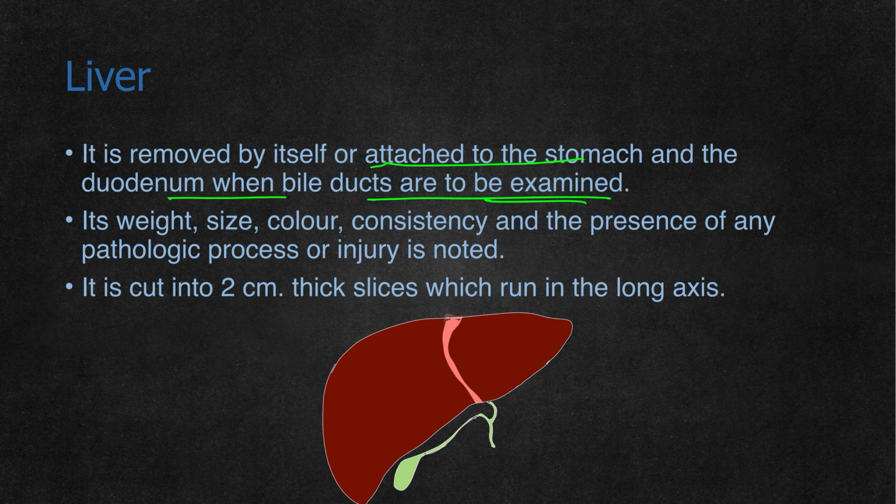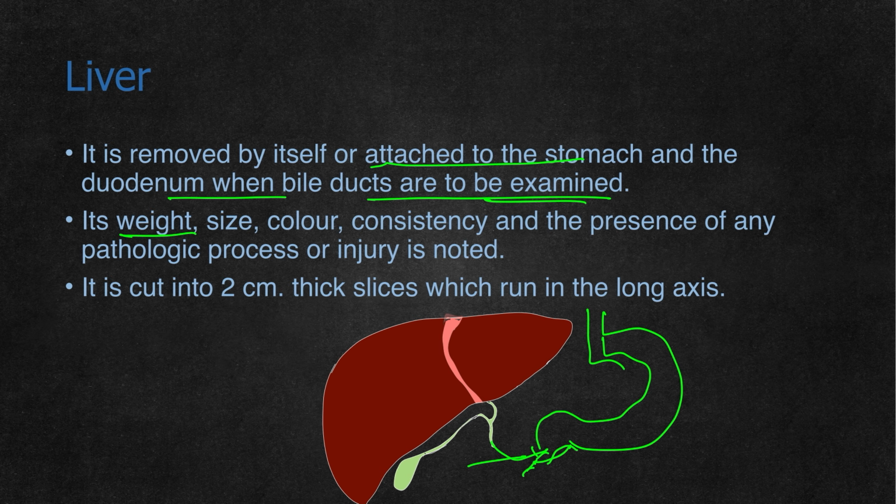So sometimes the liver may be separated and dissected separately, or if the gallbladder has to be examined, it is kept along with the stomach and duodenum. It has to be kept with the duodenum to detect the bile duct opening in the duodenum. It can be looked at with the duodenum itself.